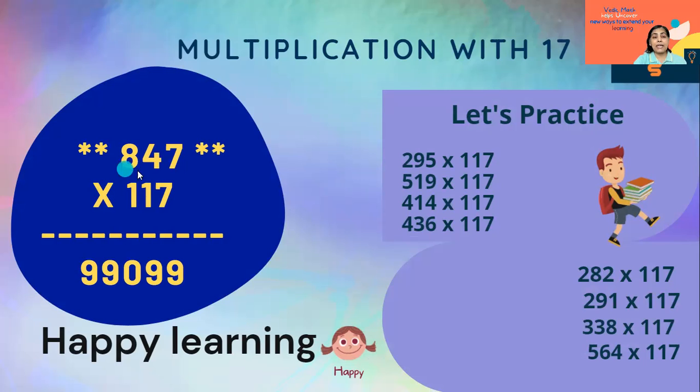Now 8 plus 4 makes it 12. 12 and 7 is 19. So I write 9 here, 1 carry over. 8 and 1 carry over makes it 9. So if you multiply 847 with 117, you are going to get 99099 as your answer.